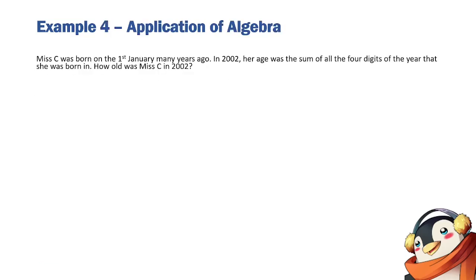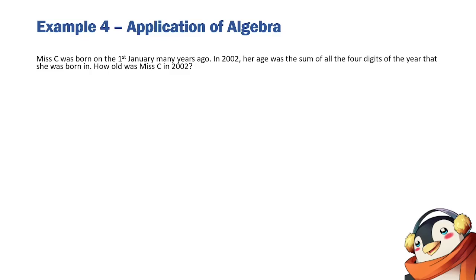Okay, let's go through this example here on the application of algebra. Miss C was born on the 1st of January many years ago in 2002. Her age was the sum of all the 4 digits of the year that she was born in. How old was Miss C in 2002?